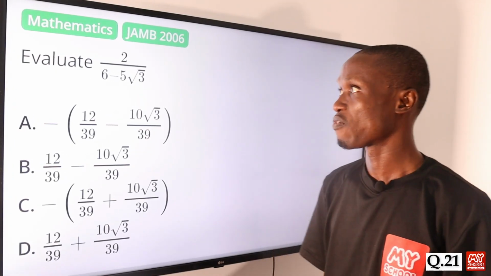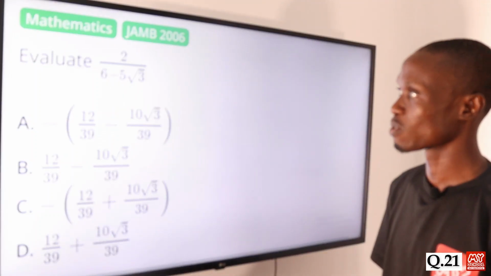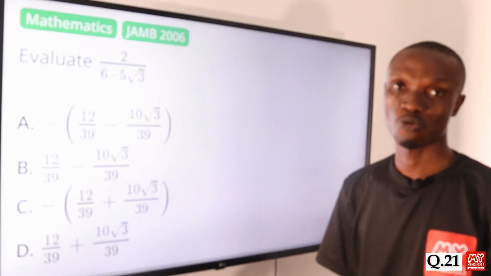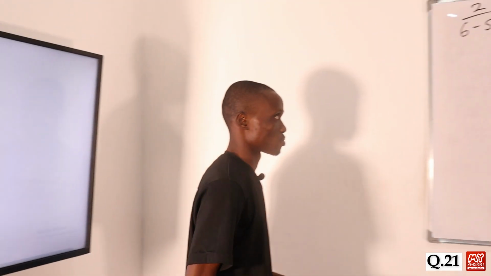Question 21. Evaluate 2 over 6 minus 5 root 3. So let's move over to the board to provide answer to this question.